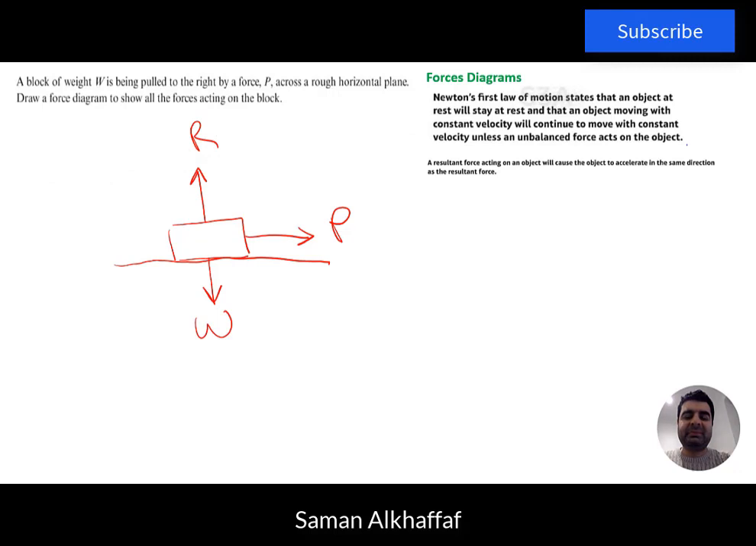Also, there is friction in the opposite direction along the plane, and this is a force that we will also need to consider impacting on the body. So these are the forces that we will need to consider.